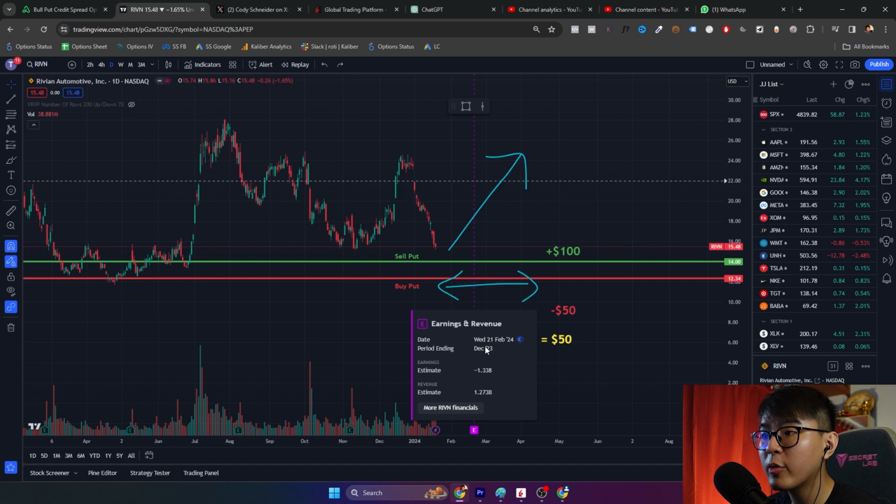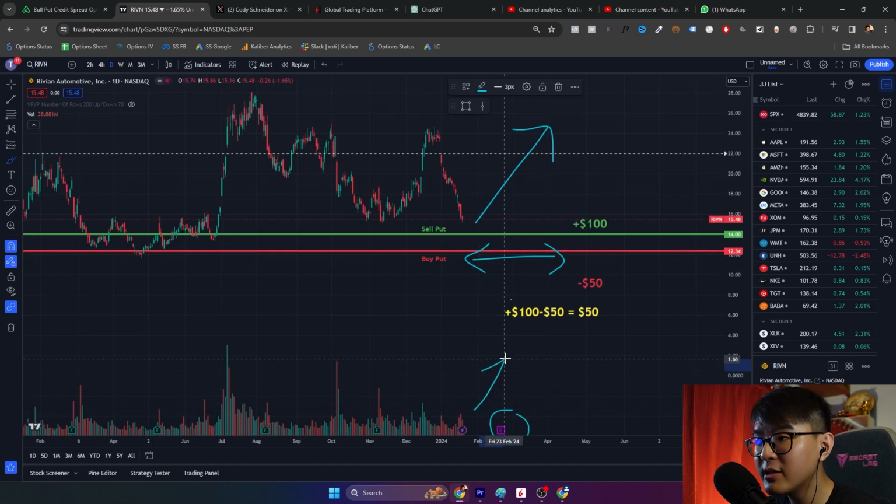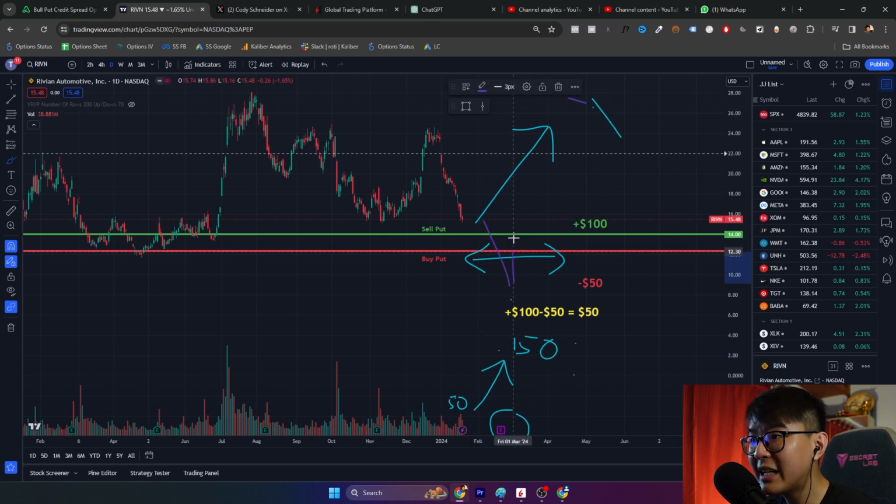In this case, the earnings for Rivian will be on the 21st of February. So you can expect IV to increase during this period. Let's assume that IV here is 50%, and let's assume IV here is maybe 150%. And if the price of Rivian falls drastically below $14, this is where you might potentially lose a lot of money. When it comes to the specific calculations, it really depends, but long story short, you want to avoid these kinds of situations where the IV increases. The ideal situation to sell bull put spreads will be higher IV environments.